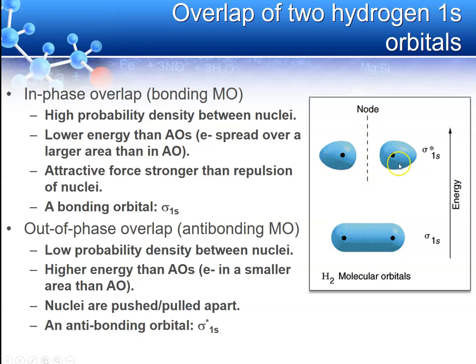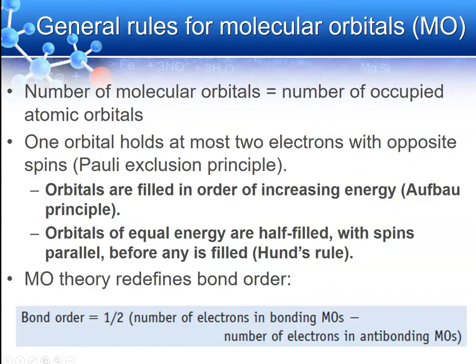Up here, this is the anti-bonding molecular orbital. So this is out of phase, so low probability of finding an electron. The density is higher. And whereas there's an attractive force going on here with the bonding molecular orbital, with the anti-bonding molecular orbital, you can see that the nuclei are being pushed apart. So that's why we call it anti-bonding. And it's a sigma star 1s. So the general rules are that the number of molecular orbitals that we get is equal to the number of the occupied atomic orbitals that we started with.